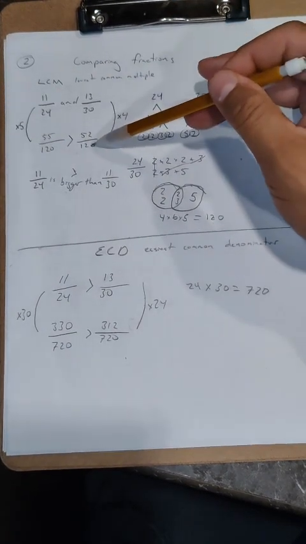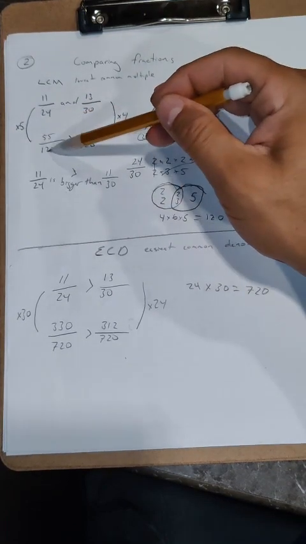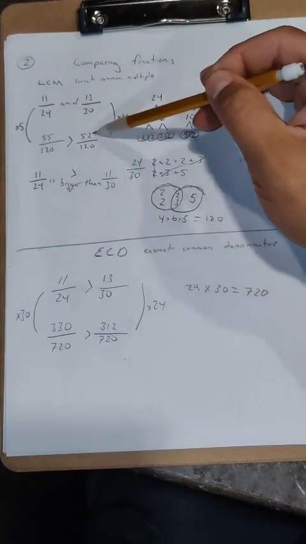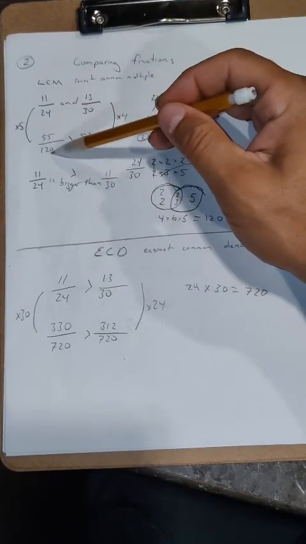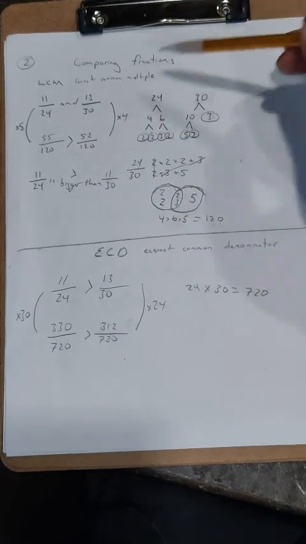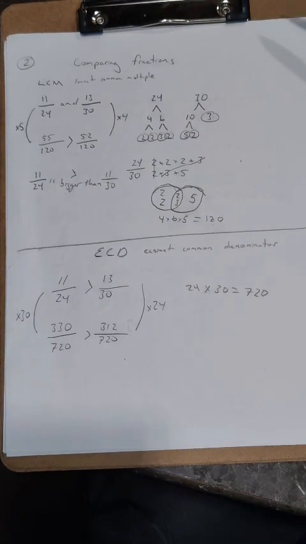30 times 4 is 120. 24 times 5, 120. 11 times 5, 55. 13 times 4 is 52. 55 over 120 is greater than 52 over 120, meaning that 11/24 is larger than 13/30.